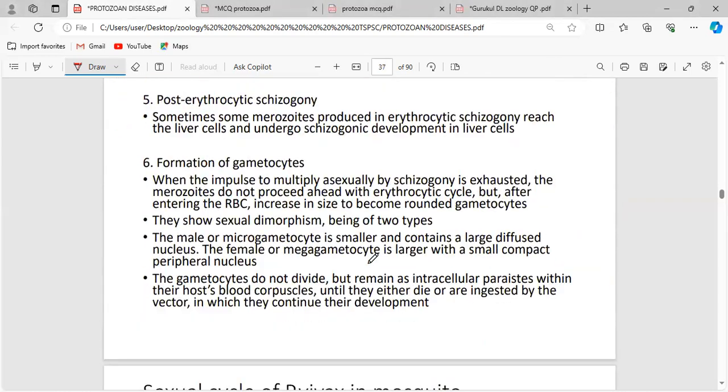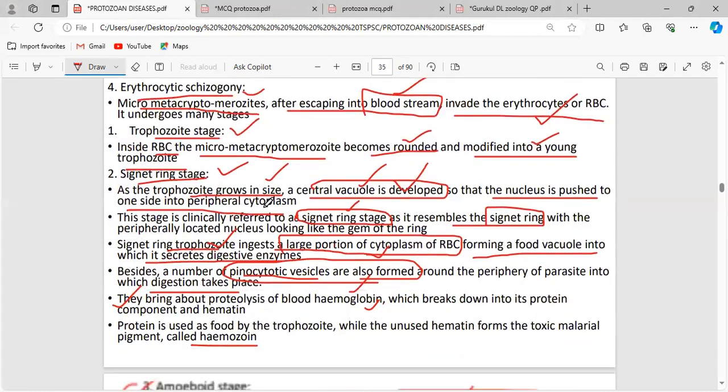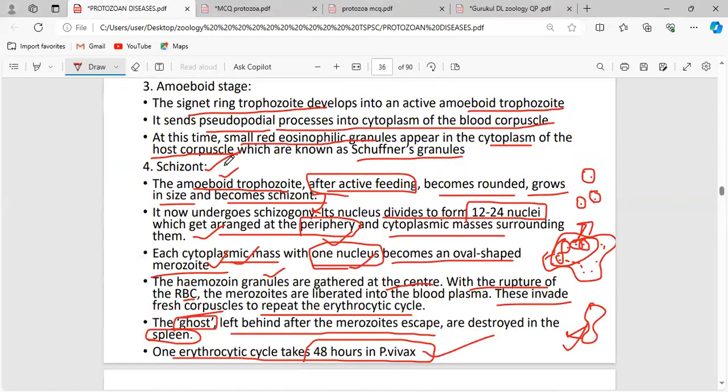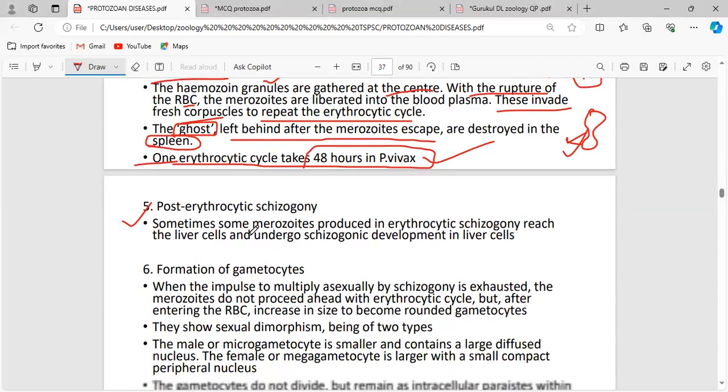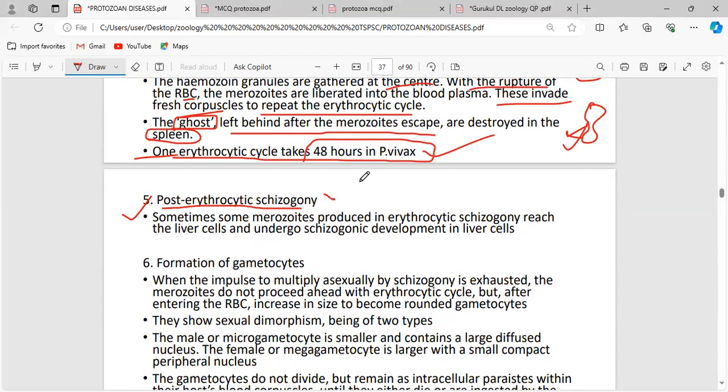In the erythrocytic stage, what are all the things seen in the erythrocytic schizogony? The trophozoite stage, signet ring stage, amoeboid stage, and the schizont. Okay, and after the erythrocytic stage, we have to see the post-erythrocytic stage. Post-erythrocytic schizogony, which means what? The process taking place in the RBC is said to be erythrocytic schizogony, and after it reaches the bloodstream, it is going to follow this post-erythrocytic schizogony.